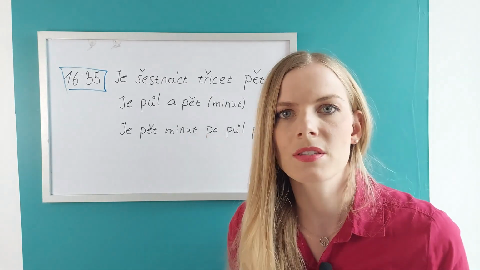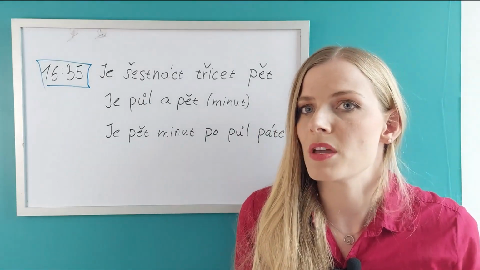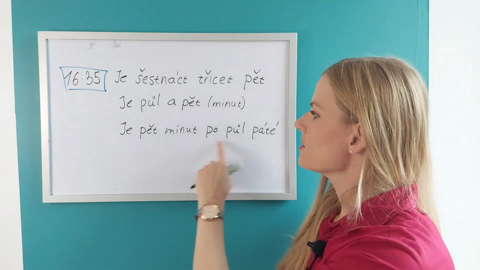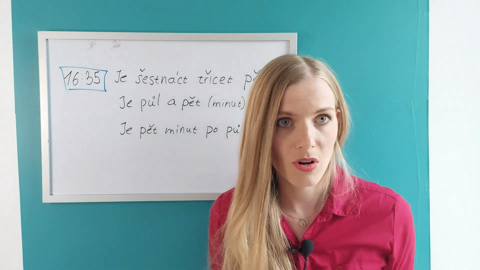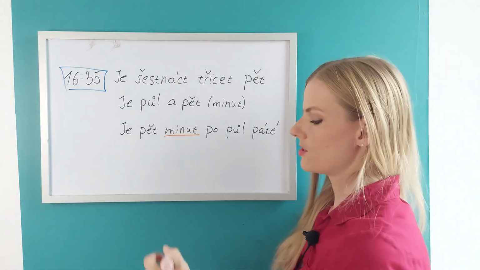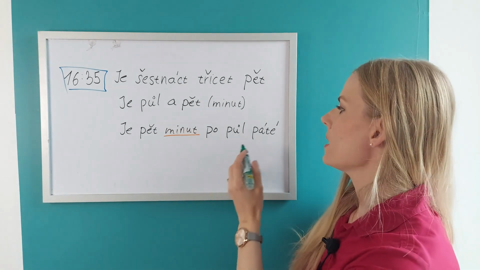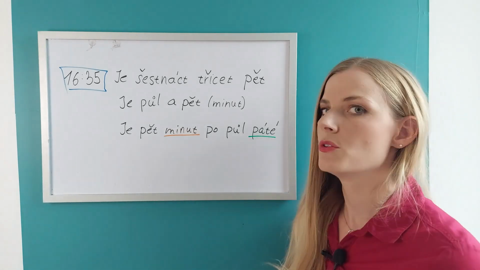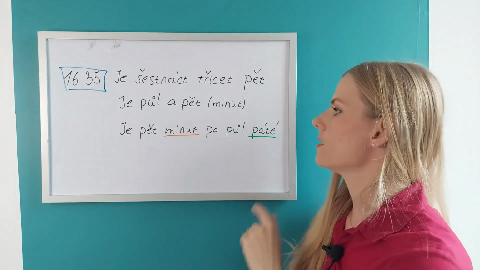This is a hybrid between precise time and a colloquial form. It's an interesting way of saying this. It's also common, and you can also hear this on the radio. 5 minut, this is the genitive plural. Po půl páté, this is the locative. Po páté, after the 5th hour. We already saw that previously.